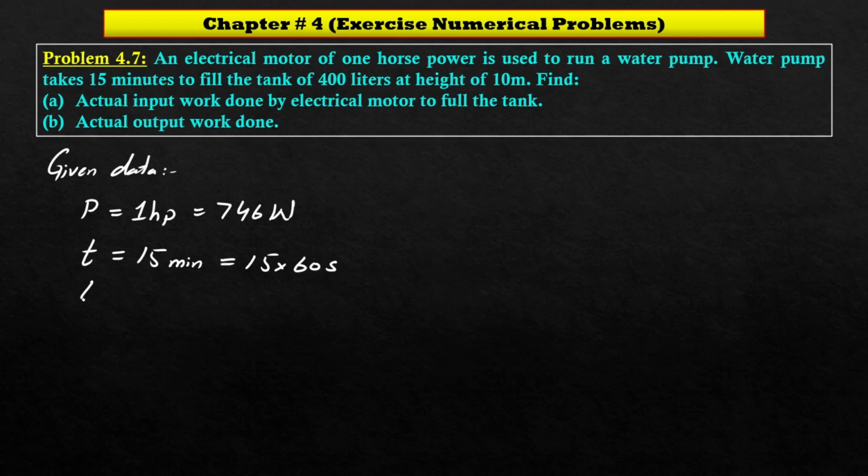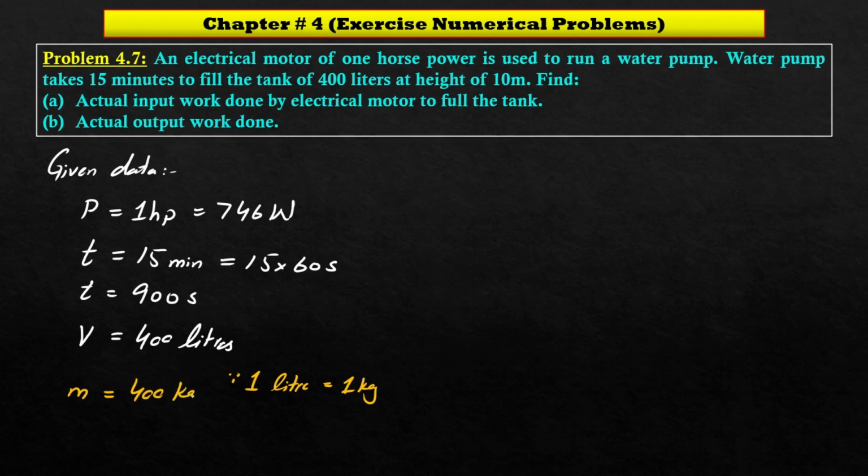So time is equal to 900 seconds, and the volume of the water is 400 liters. Also, we know that 1 liter is equal to 1 kilogram. So mass is equal to 400 kilogram. That is the mass of water. Further, the height that is given, h is equal to 10 meter.